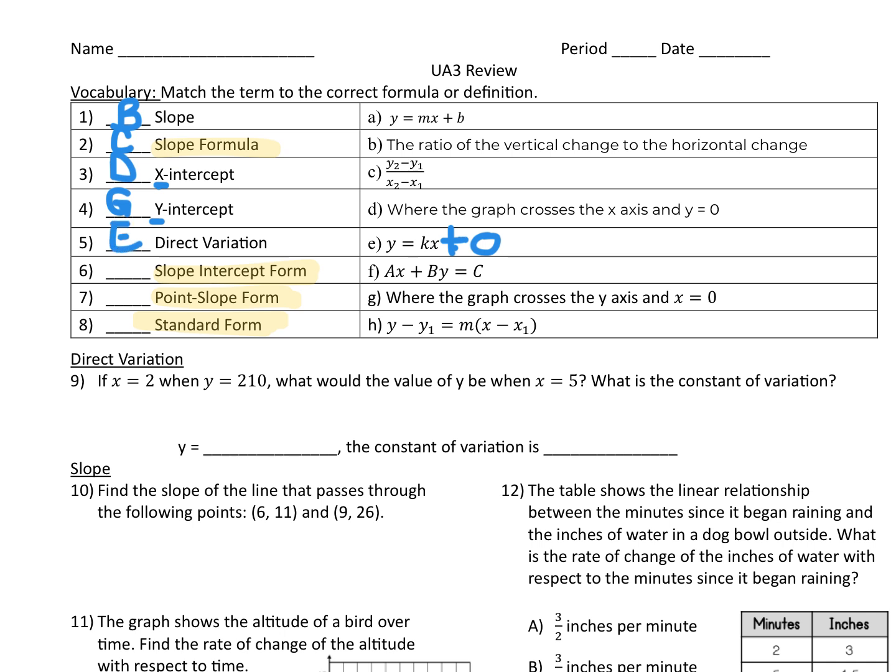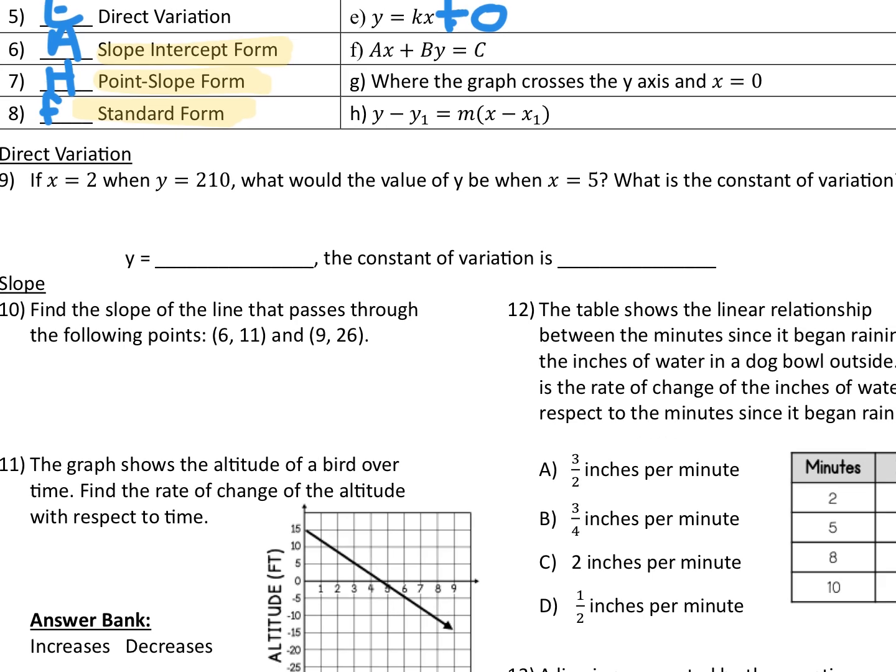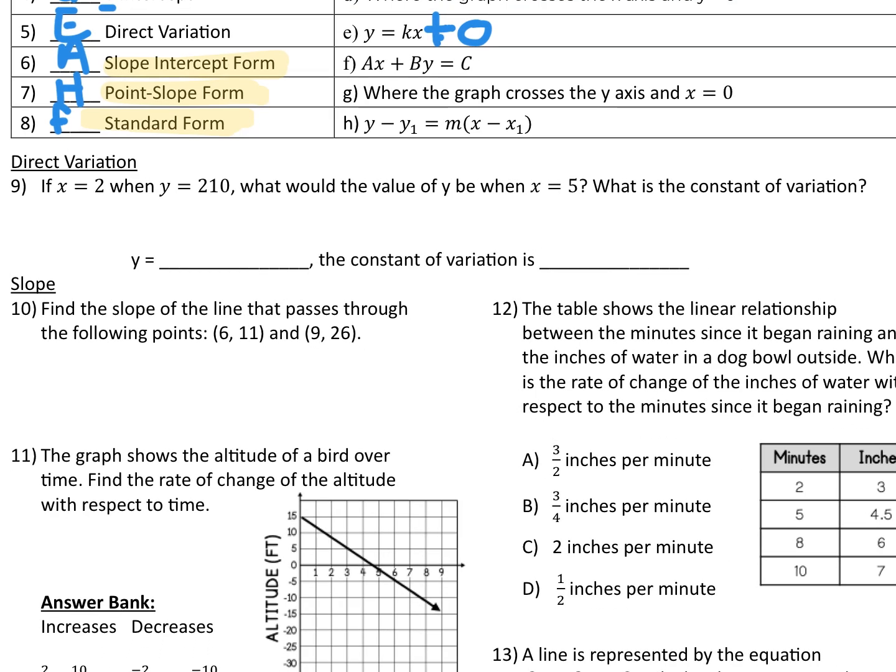Slope-intercept form is y equals mx plus b, your favorite. Point slope is going to be H, and then standard form is F. When we look at direct variation, we need to pay attention to some of the key things they tell us, and we need to remember direct variation is y over x.